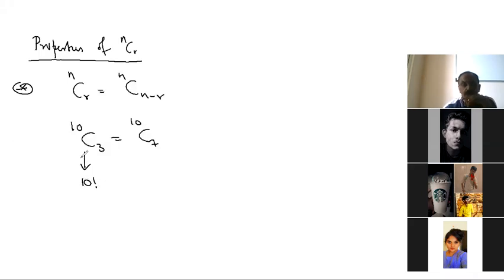We'll do the definition. 10C3 is 10 factorial upon 3 factorial into the difference, 10 minus 3 factorial, that is 7 factorial. Now put the definition of 10C7: 10 factorial upon 7 factorial into 3 factorial. Have you seen both are equal? Yes, sir, they are equal. NCR and NC n minus R are equal. N minus R का मतलब क्या है? ये दोनों का difference. 10 minus 3 is 7 है ना?